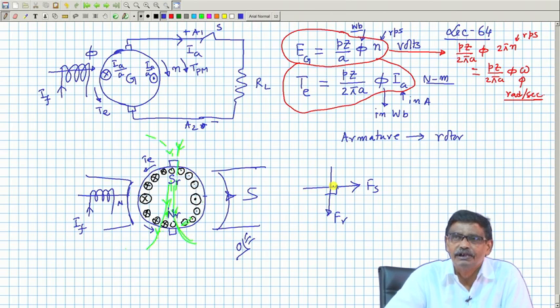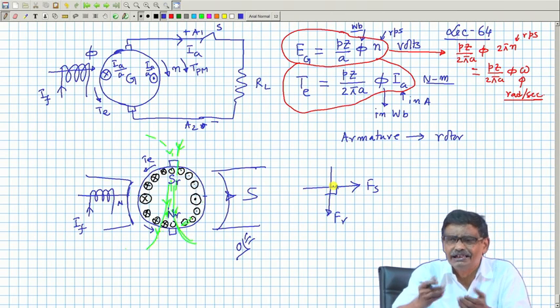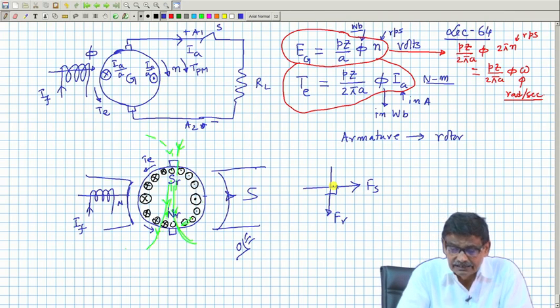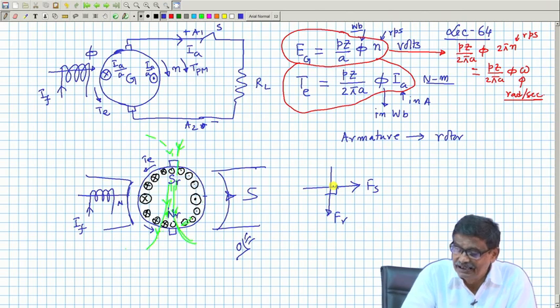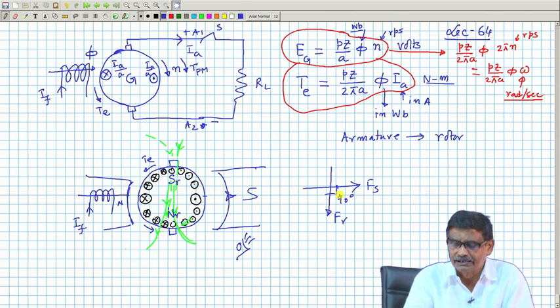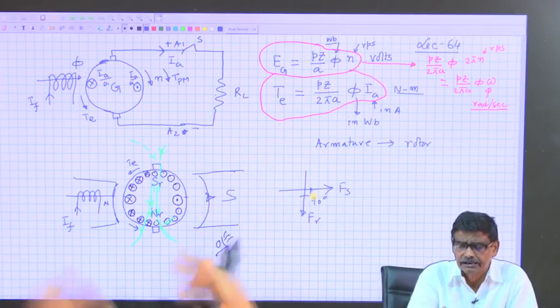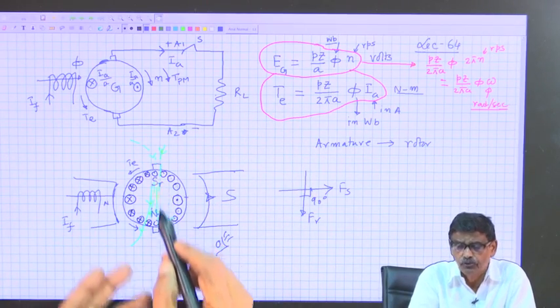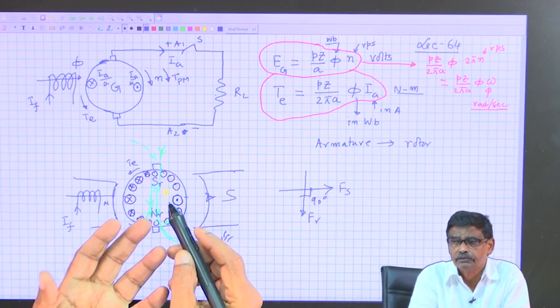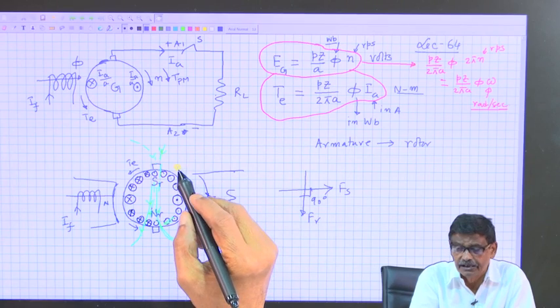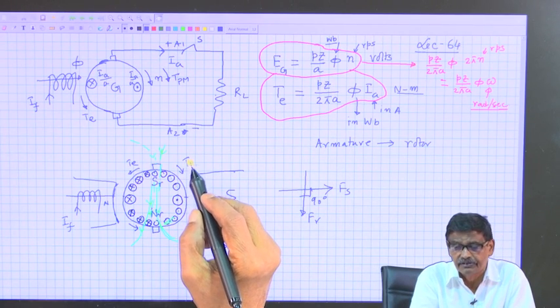Position of these two fields might change, but in steady state condition they must have some sin delta etc. matters. But in this case, this angle of 90 degrees is always ensured, no matter what is the degree of loading. Increase load current, the strength of these two fields will increase, rotor field, thereby more electromagnetic torque in the opposite direction. Mind you, prime mover torque is here in this direction.